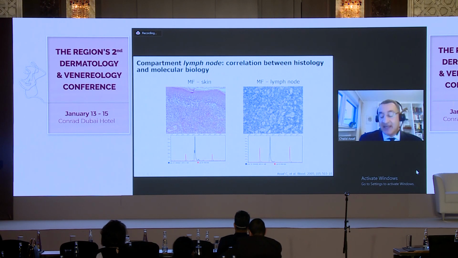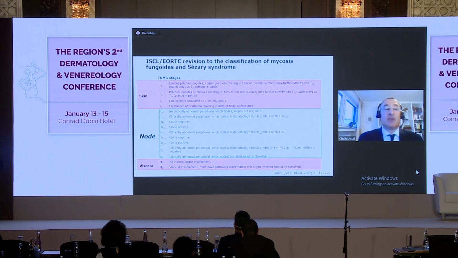And since it has an impact on the survival of the patient, it is also included in the classification system of the International Society of Cutaneous Lymphoma, or the ISCL. And you see in the middle, node for lymph node, and you have the histology, but you have also clone negative and clone positive. So the situation of the T-cell receptor gene rearrangements of the lymph node is also included in the classification of the staging for cutaneous T-cell lymphoma.